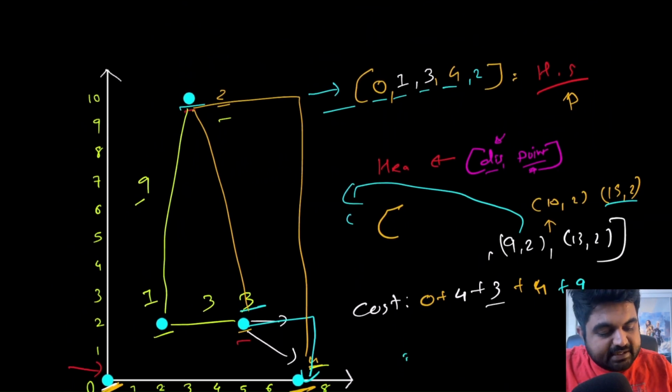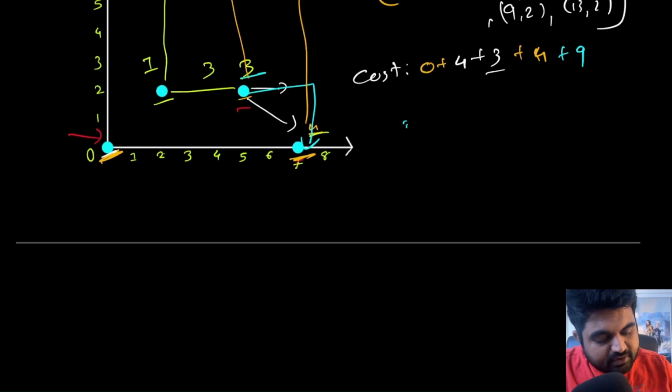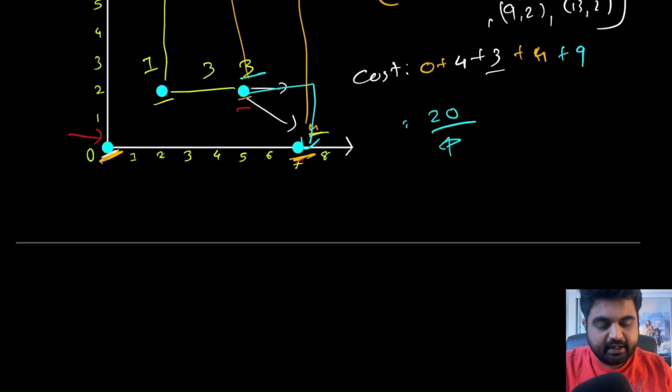And now you can see that the size of our hash set is exactly the same as the number of points that we are given, which means we have visited all the nodes and we can stop our calculation. So the moment the size of our hash set becomes the number of nodes present, we can stop, and whatever cost we found so far, we can return that as the answer. So in this case, the answer is going to be 20. And this is the whole solution.